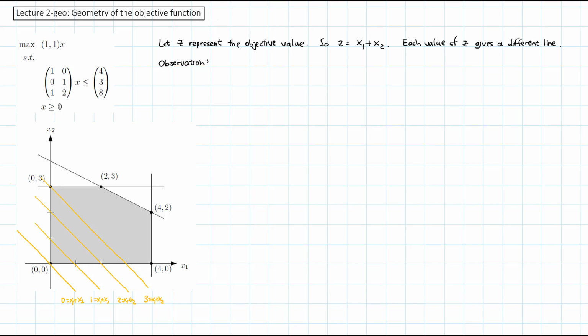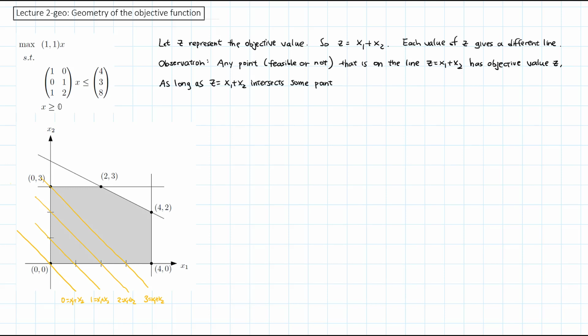Here is an observation. Any point, feasible or not, that is on the line z equals x1 plus x2 has objective value z. So as long as the line z equals x1 plus x2 intersects some point in the feasible region, then a feasible solution achieves the value of z. So for our linear program, its maximum value must be at least z. In our diagram here, when z is equal to 3, the line intersects some points of the feasible region, like 0, 3. And all these points have objective value 3.